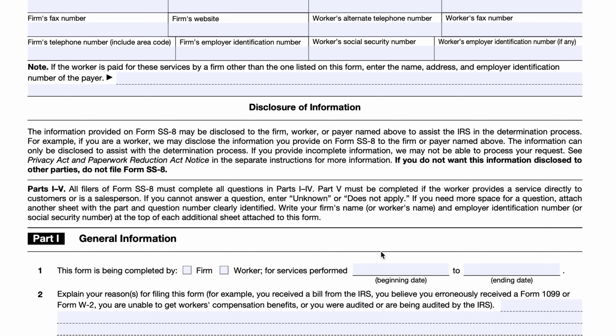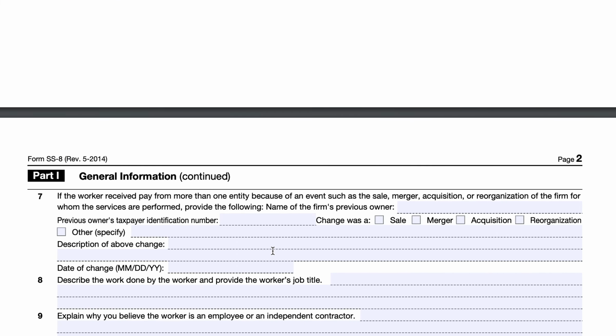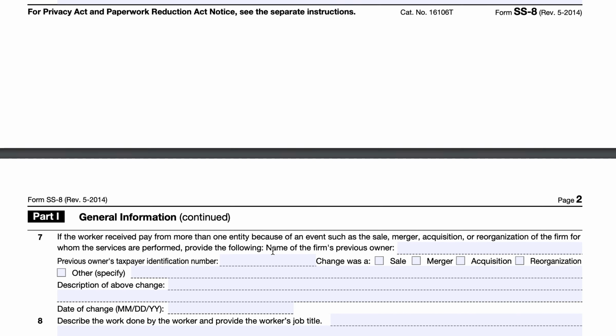And then also finally, expect that the IRS might contact you for additional information. So you need to be prepared for that, and just be forewarned that once you send this form off, you might get additional questions coming back to you.